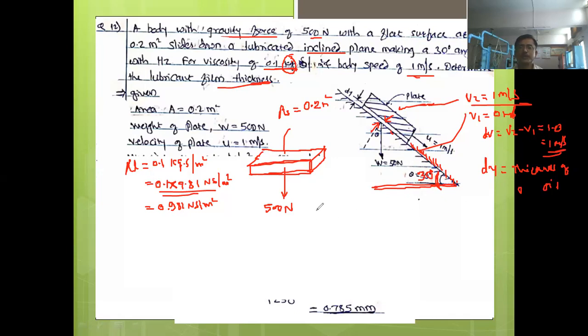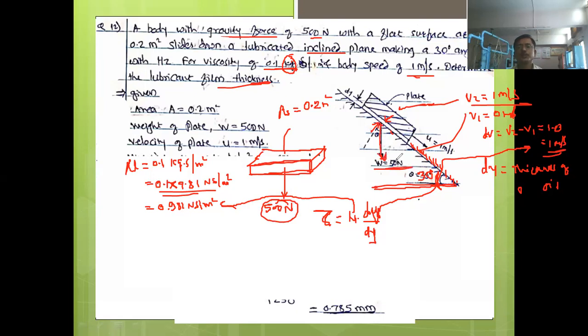What is the formula to find the shear stress? It is tau equal to mu into du by dy, or dv by dy. Now mu is given, dv is given, and dy is not given. Tau is also not given, but we can find it because the weight is given. The weight of the object acting toward the center of Earth is W equal to 500 Newton.